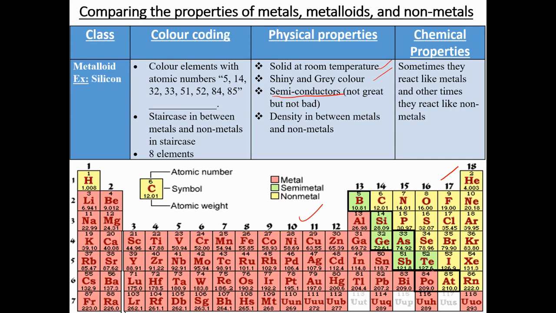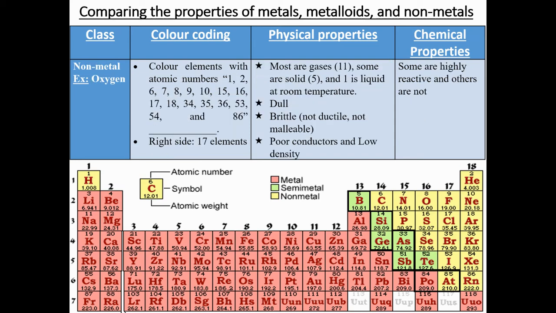Some resources will tell you that polonium and astatine are not part of the metalloids, but for us, we're going to consider them part of the metalloids. They vary depending on the resource or author that you're reading.